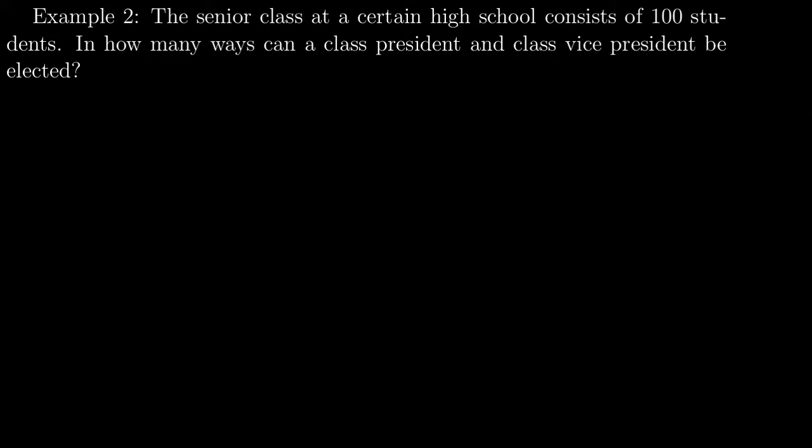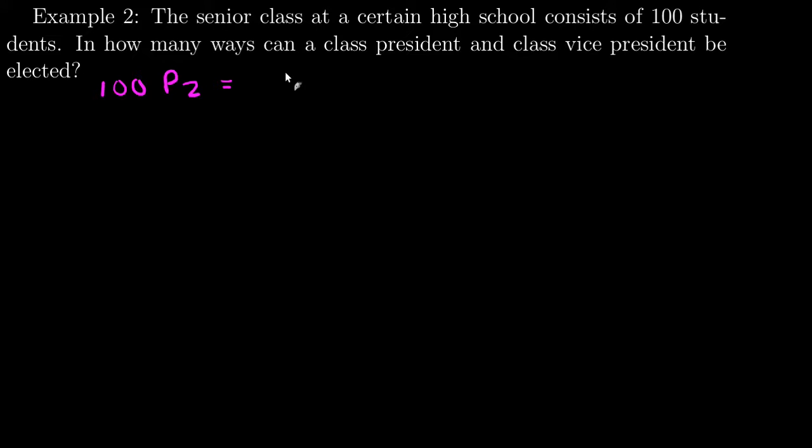So, let's look at a problem here. The senior class at a certain high school consists of 100 students. In how many ways can a class president and a class vice president be elected? And the real important thing with these permutations is there's a difference between the first and second. There's an order to them. I have 100 total students. I'm permuting 2 of them, so that's the same thing as 100P2. I can put it in the calculator, or this is simple enough I can do it by hand.